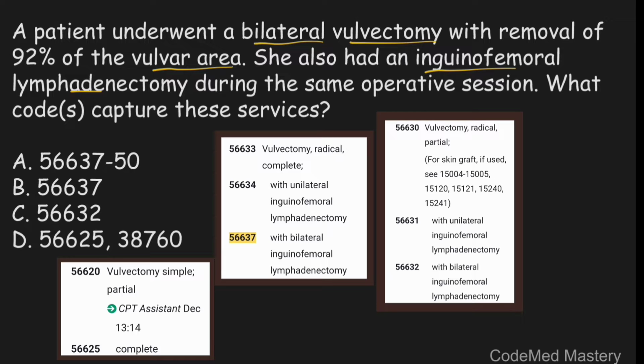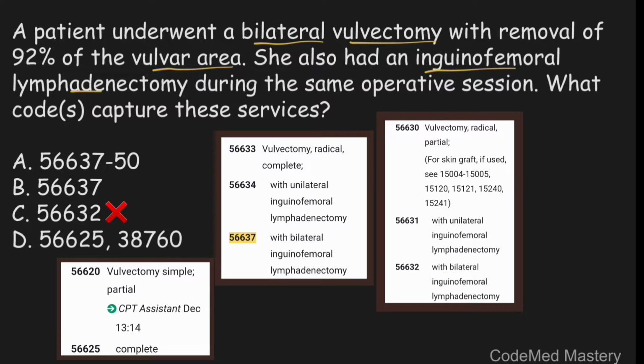In the question you can see they have mentioned bilateral vulvectomy, so that is matching, with removal of 92% of the vulvar area. And also they have mentioned she also had an inguinofemoral lymphadenectomy. Therefore, we are using the code 56637. We'll eliminate option C, which has the code 56632, because that is for vulvectomy radical partial with bilateral inguinofemoral lymphadenectomy.